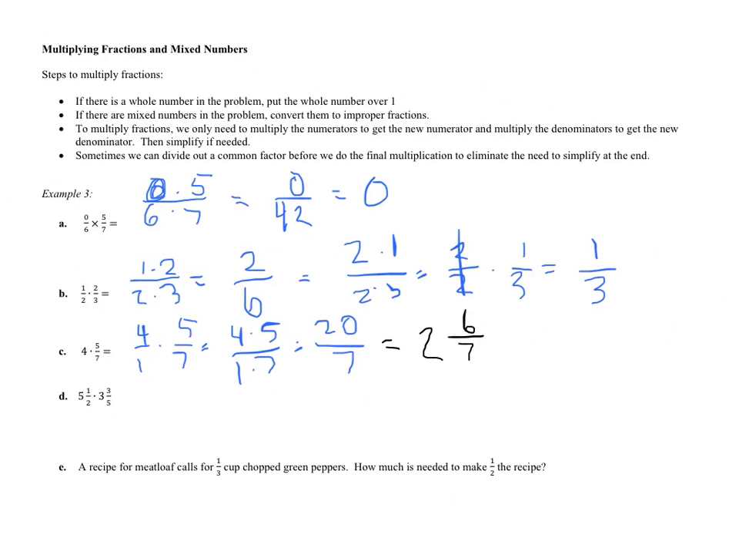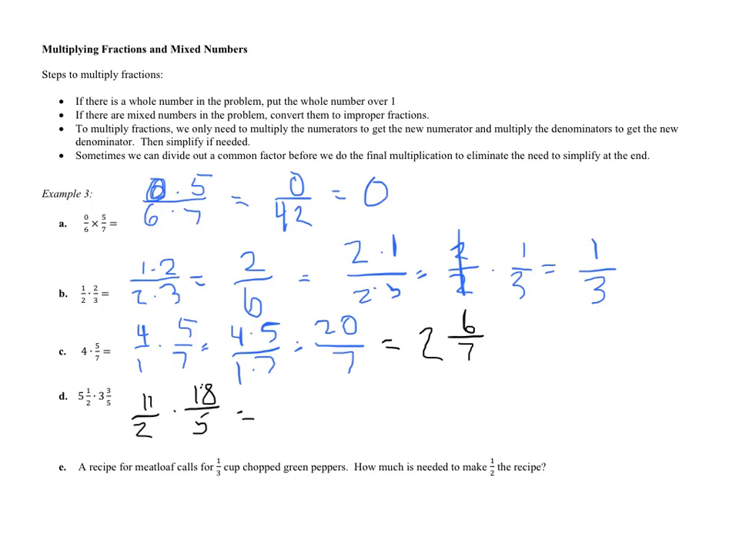Now example D, we are dealing with mixed numbers. So we have an initial step where we need to convert them to improper fractions. So we take our 5½ and convert that to an improper fraction. 5 times 2 plus 1 is 11 halves. And we're multiplying that by 3 3/5. 5 times 3 is 15, plus 3 is 18 fifths.